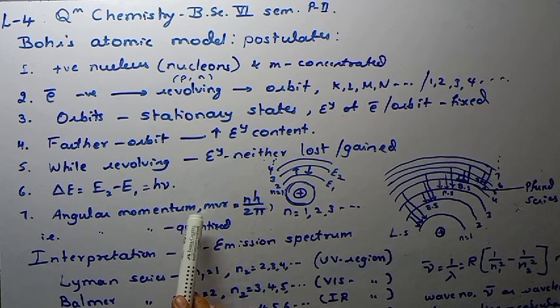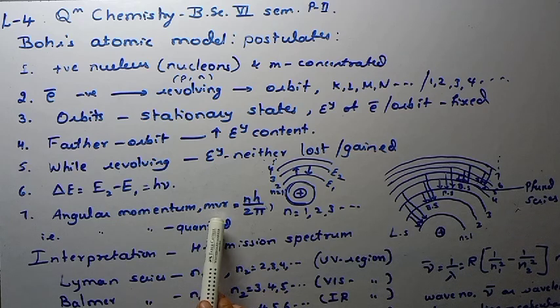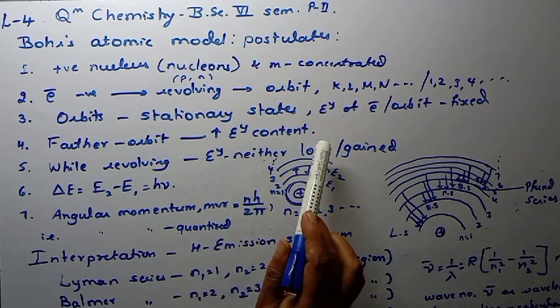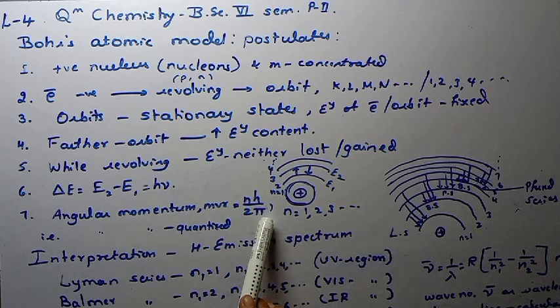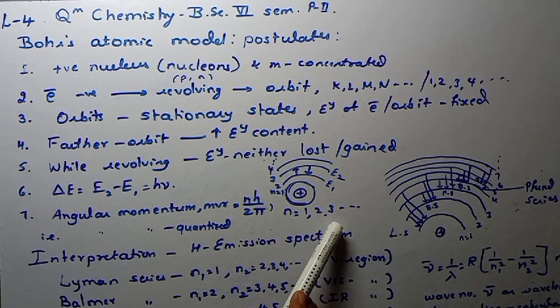When the angular momentum of the electron is equal to h by 2 pi, that means the electron occupies the orbit in which its angular momentum is equal to h by 2 pi. Or the electron may occupy any one of the higher energy levels. Here h by 2 pi corresponds to n equal to 1, or in general n h by 2 pi. So n may be the first shell, second shell, third shell, and so on.